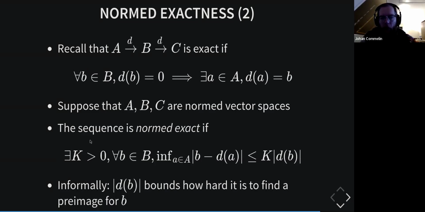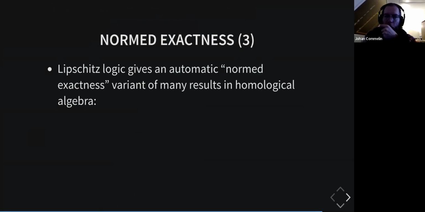So that shows that normed exactness is actually a stronger concept in the complete setting than ordinary exactness. Okay, and so this Lipschitz logic gives an automatic way not just to translate formulas, but also to translate proofs.